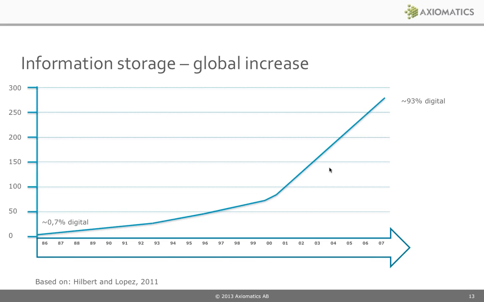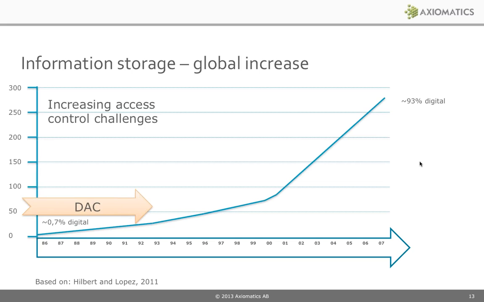And speaking of the breadth of objects, one of the things we wanted to point out is from the study from Hilbert and Lopez a few years ago, looking at how much data is stored digitally. Now you see the curve goes way up here on the right, starting from a very modest amount of less than 1% of information in digital format way back when, but now most data is stored in digital format.